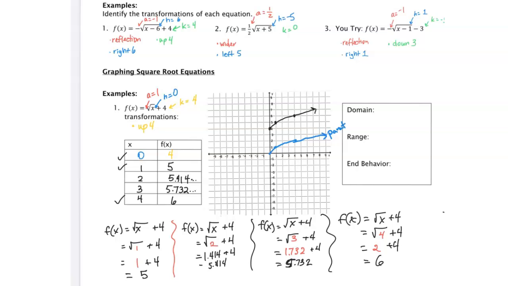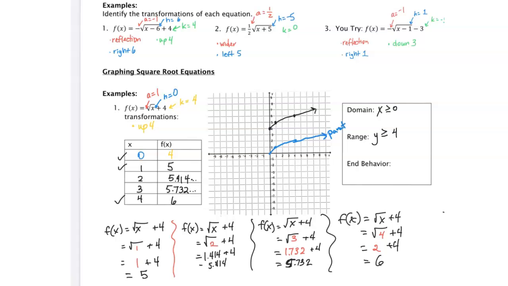Okay, from there, we'll go ahead and identify the domain. The domain is all of our possible x values. Well, as far as x values, the x values don't go beyond our 0 or below 0. So here our x values are x is greater than or equal to 0. As far as our possible y values for our range, this particular graph does not go below the y value of 4. So therefore the range is y is greater than or equal to 4.